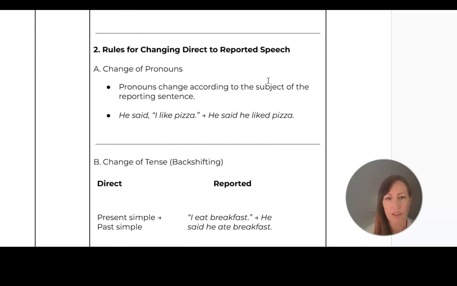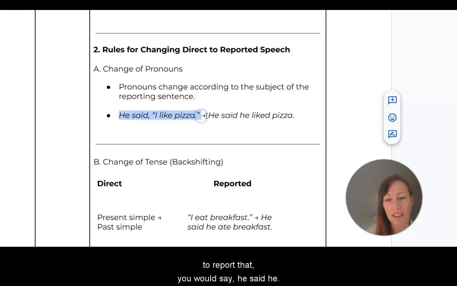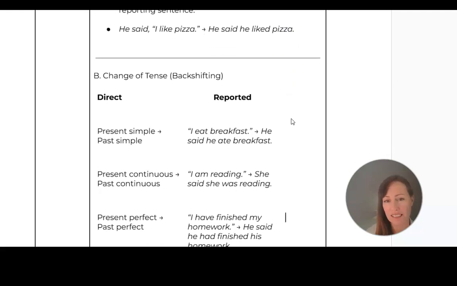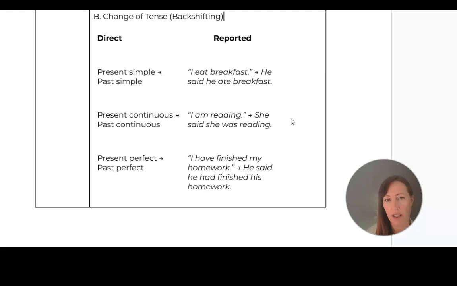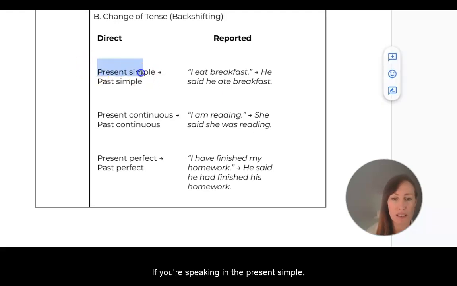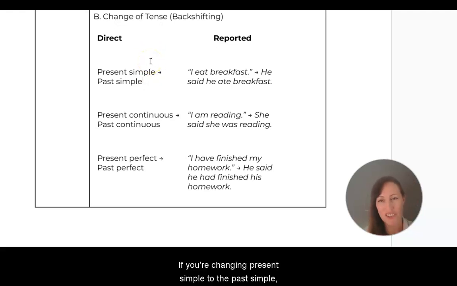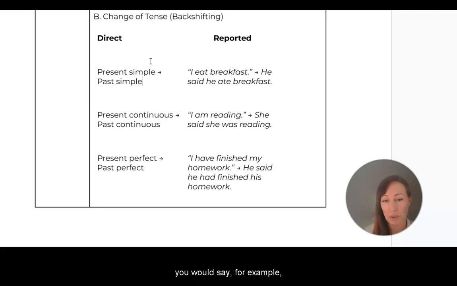Okay. One of the things is to change the pronoun according to the subject. Obviously, if he said, I like pizza, to report that, you would say he said he liked pizza. Okay. In relation to tenses, if you're speaking in the present simple, if you're changing present simple to the past simple, you would say, for example, I eat breakfast. He said he ate breakfast.